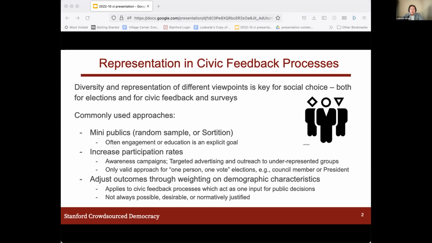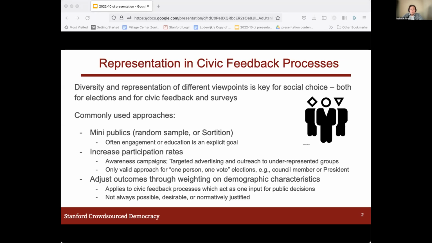A second approach that is often used is to increase participation rates of underrepresented groups. That could be through awareness campaigns, targeted advertising that we published earlier work on, or simply through outreach to underrepresented groups or channels that reach different people. This is especially important if you have a one person, one vote situation, like actual elections, where it's ethically dubious to do anything else than that.